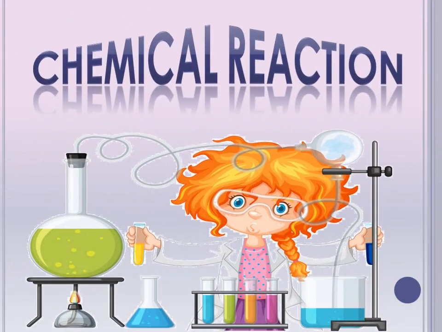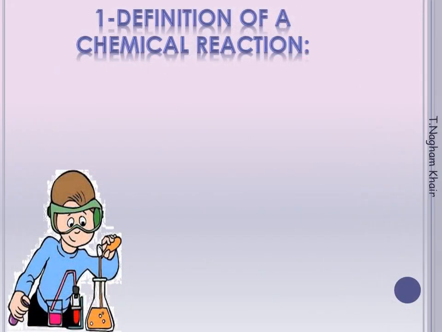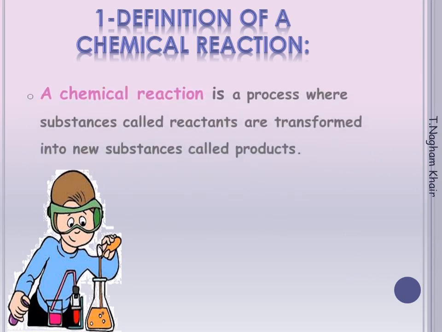Now we'll start talking about chemical reactions. Of course, when we say chemical reactions, then we will do many experiments. First, you have to know the definition of a chemical reaction. A chemical reaction is a process where substances called reactants are transformed into new substances called products.